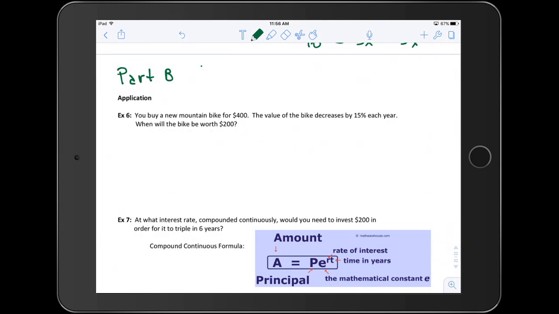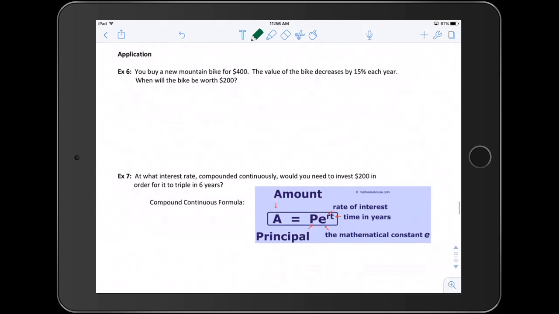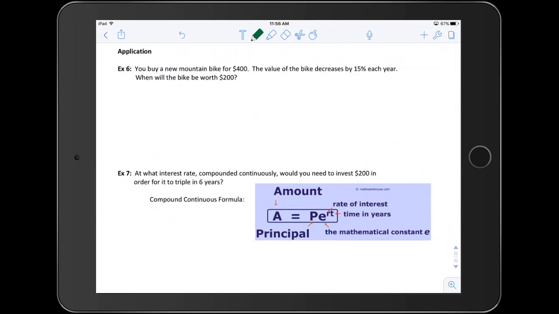Welcome, ladies and gentlemen, to the second part, Part B of Section 7.6, where we're solving exponential and logarithmic equations. In this Part B video, we are going to be applying what we've known. So we put Part B there, application.